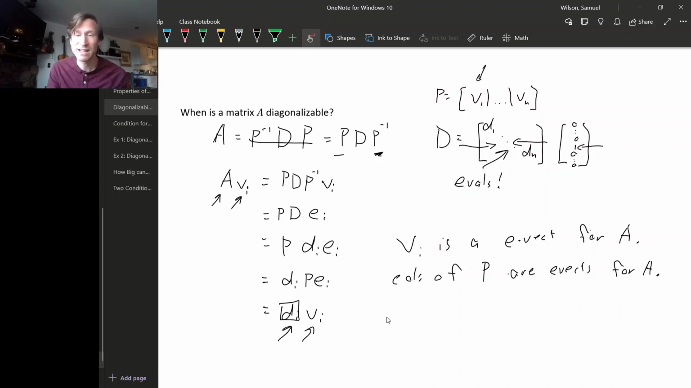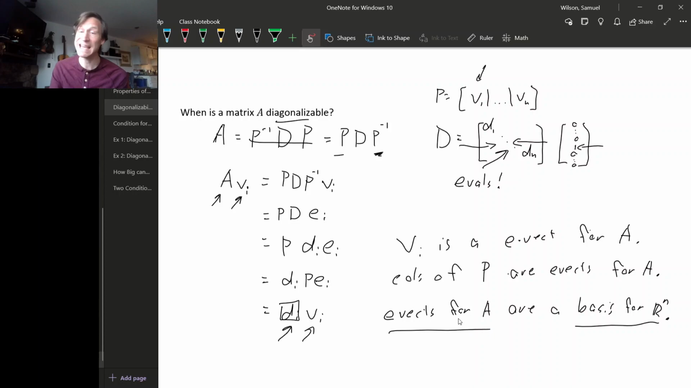And that means that the eigenvectors for A are a basis for Rn. Okay, so we assumed that a matrix was diagonalizable, and what we got is a basis for Rn made entirely of eigenvectors for A. That kind of makes you wonder, does this work backwards? If you have a basis of eigenvectors, is the matrix A diagonalizable?